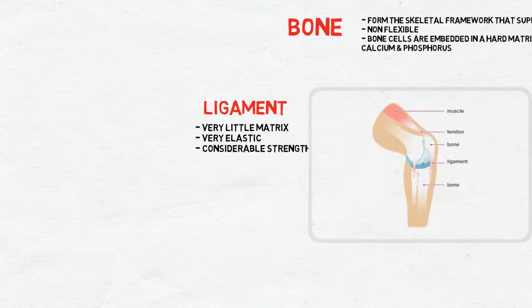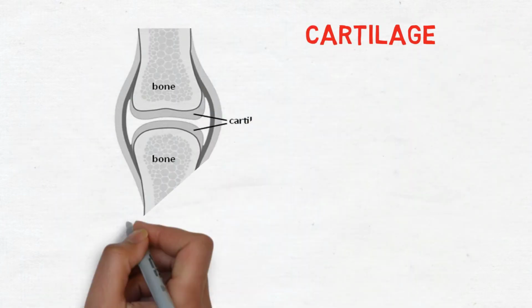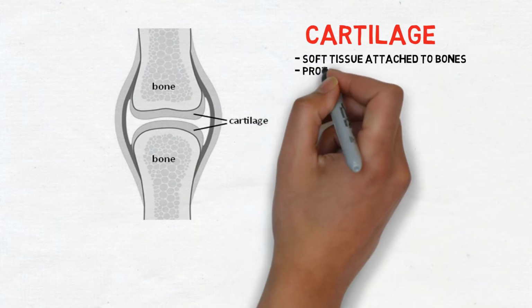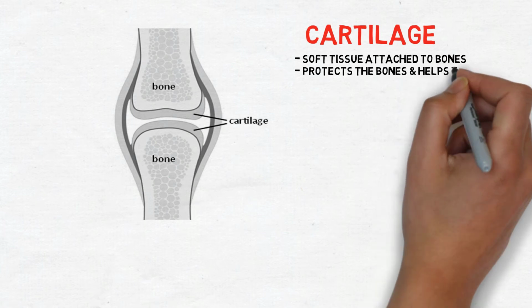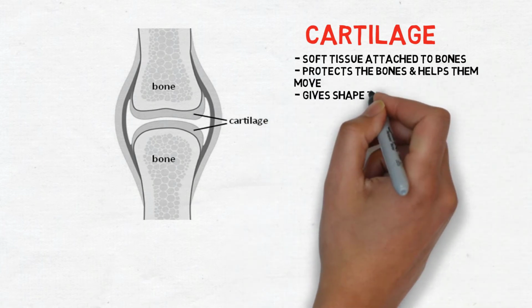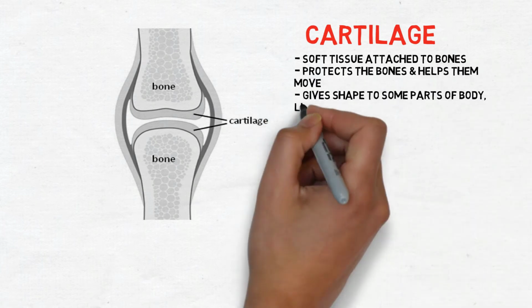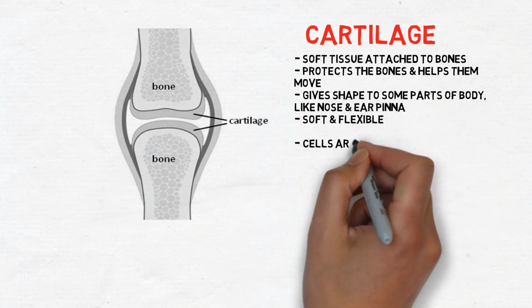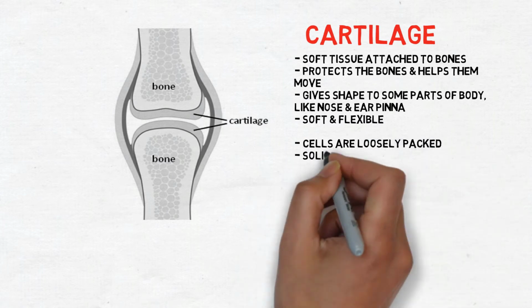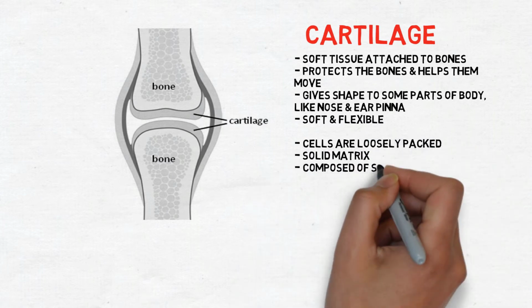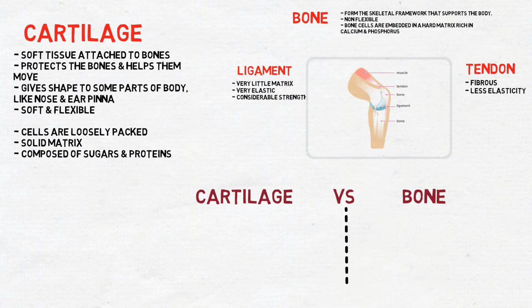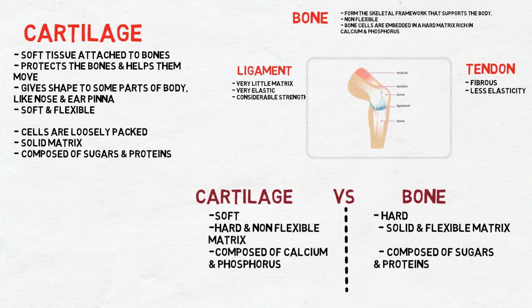The next type of connective tissue is cartilage. Cartilage is a soft tissue attached to bones. It protects bones and helps them move. Cartilage gives shape to some parts of our body like nose and ear pinna. If you try to twist your nose or ear pinna, you will notice that it is soft and flexible unlike bones. Cells of cartilage are loosely packed in a solid matrix and cartilage is composed of proteins and sugars. Cartilage and bones are very different from each other.